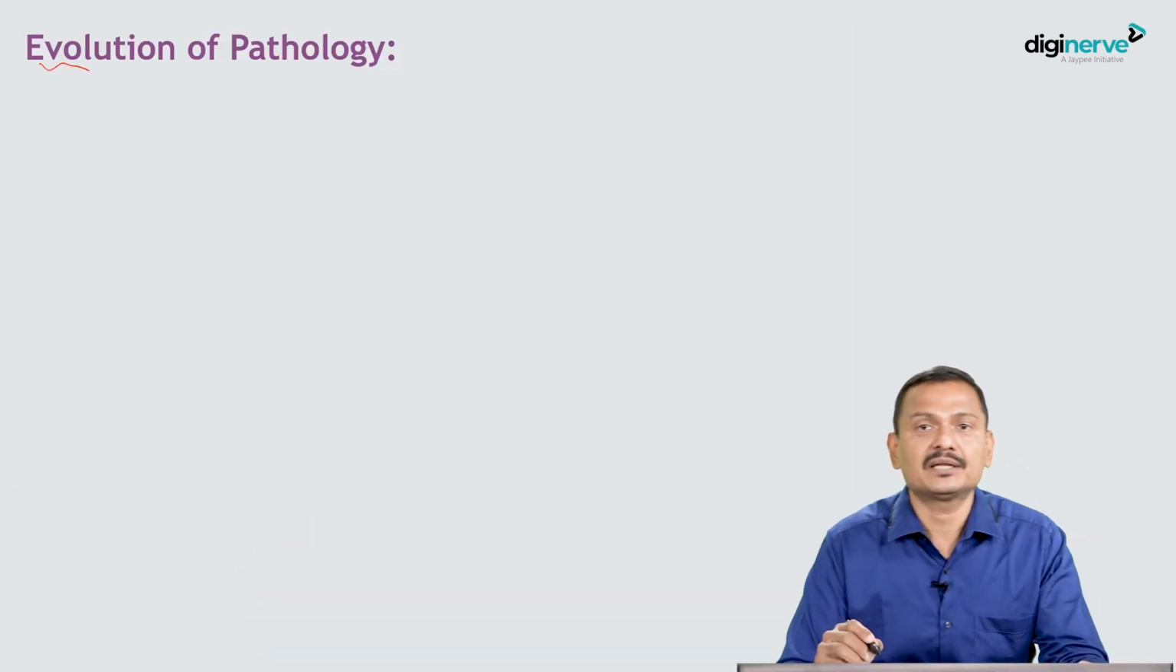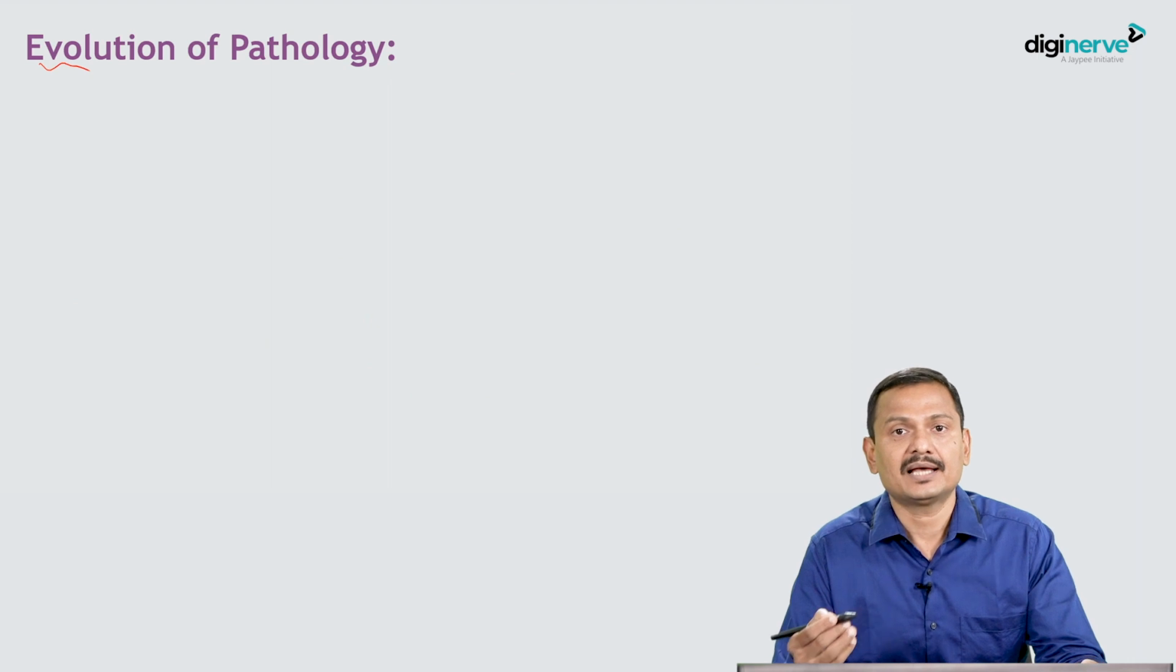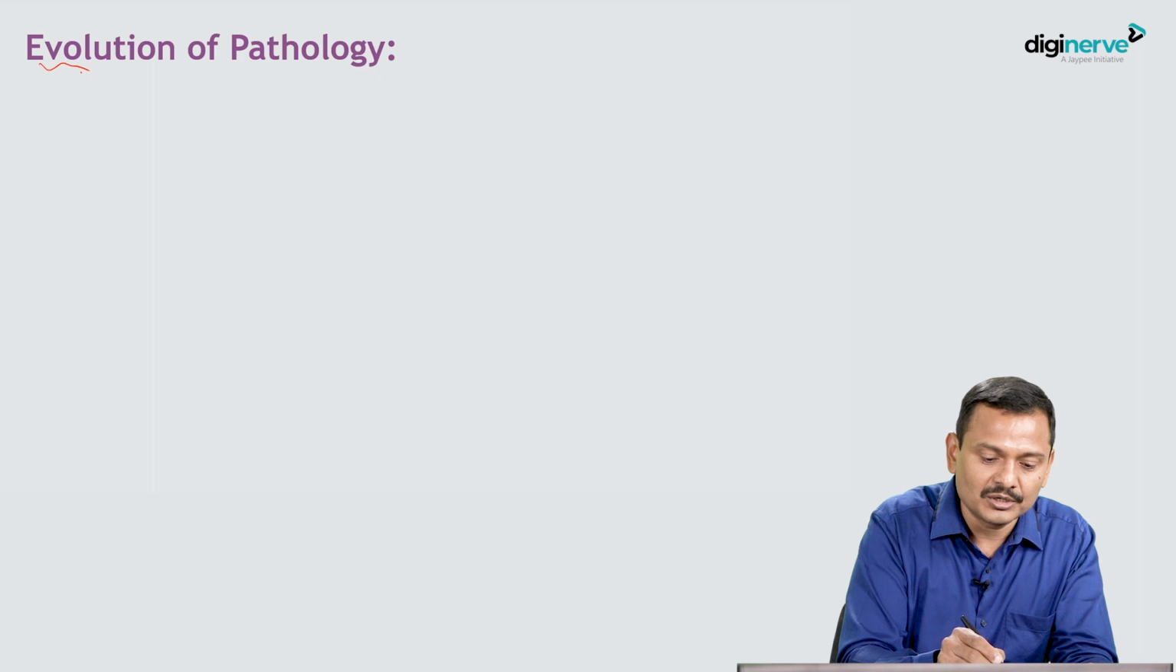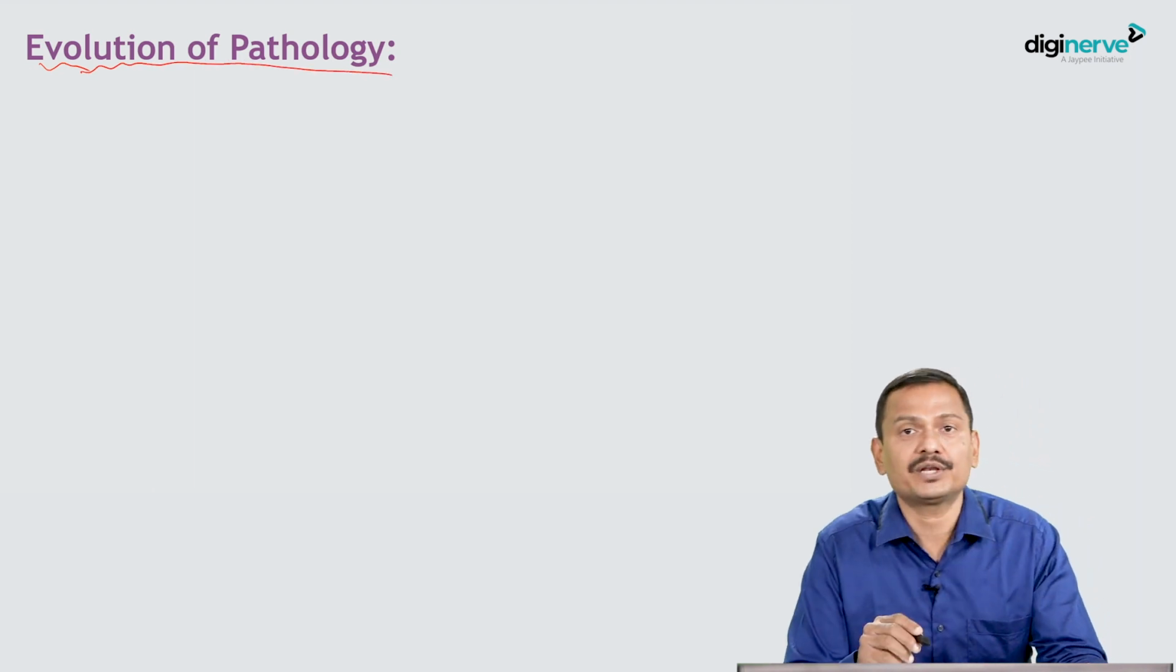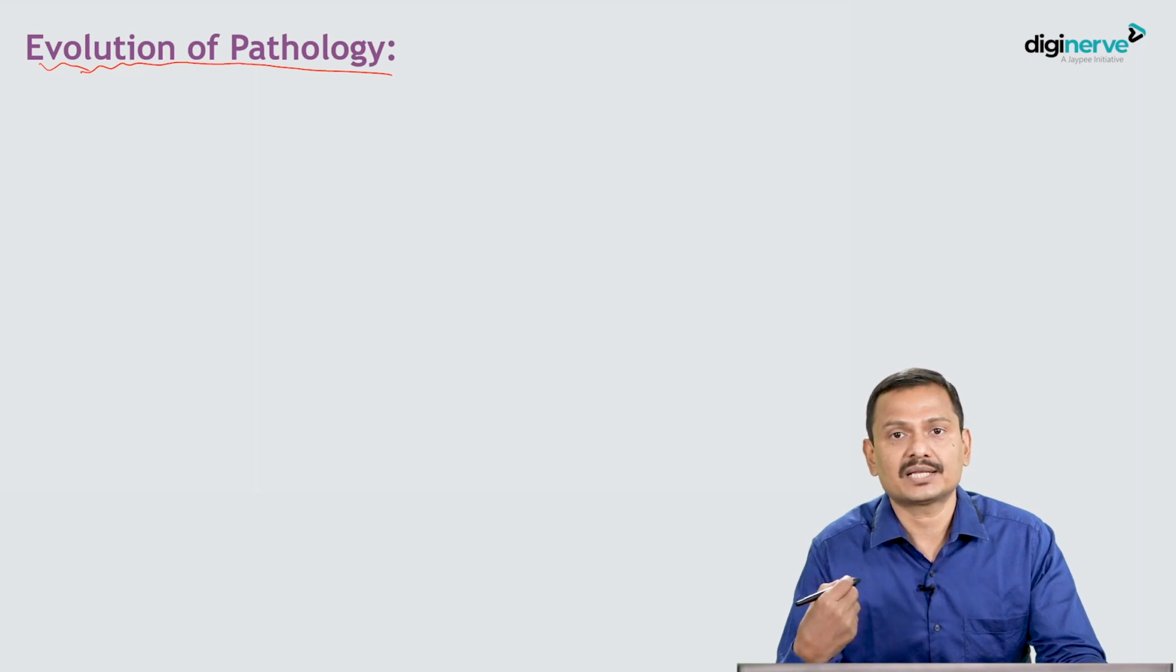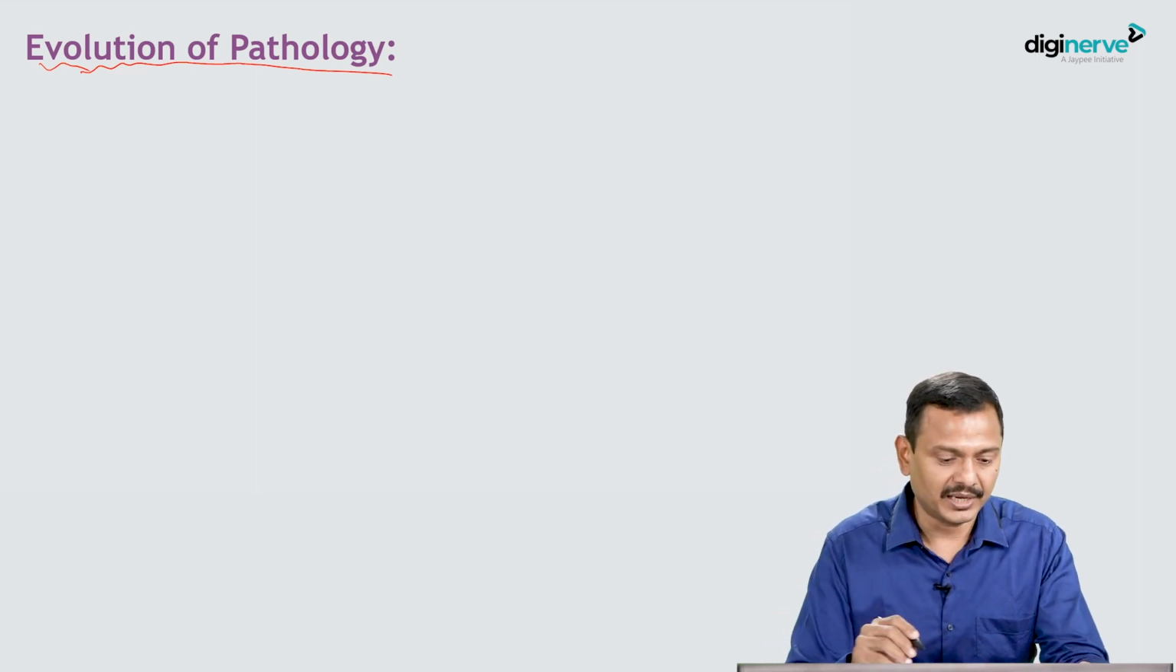Now every subject evolves, or everything has an evolution. Everything evolves over a period of time. So how pathology has evolved over a period of time from Rudolf Virchow to Leeuwenhoek to, you can say, Papanicolaou, and now at present.